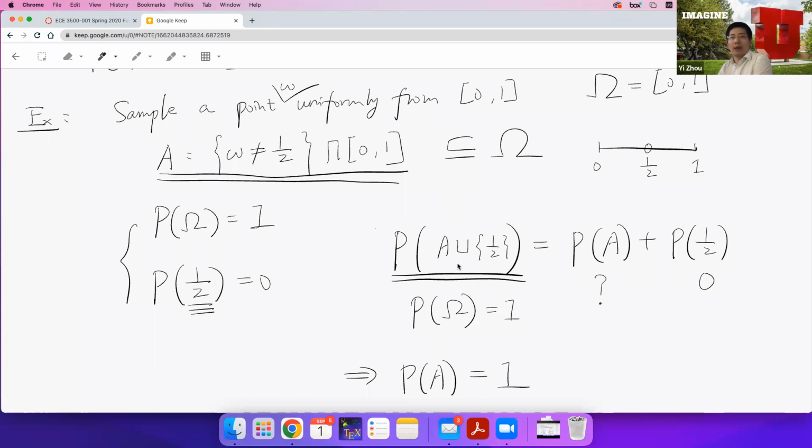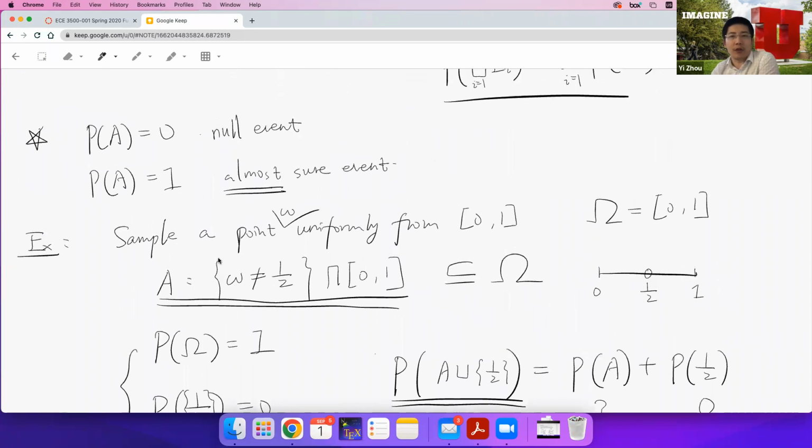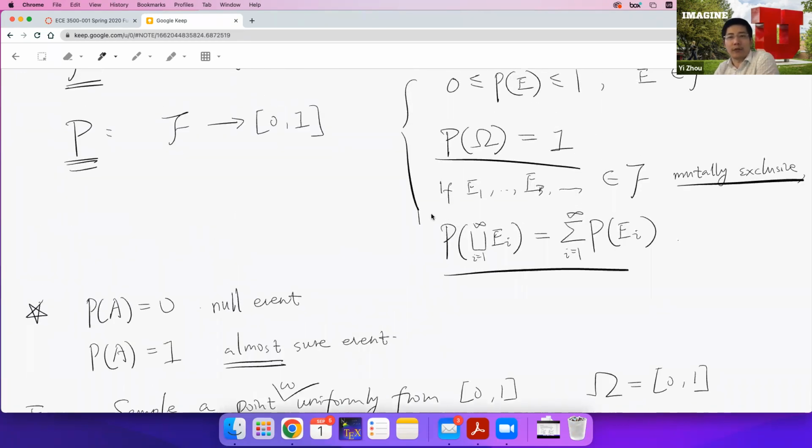Yes. Because if you look at event A and this event, this is also an event, right? If you look at these two events, they are mutually exclusive. A excludes the middle point, but this event is exactly the middle point. So these two are mutually exclusive. And for mutually exclusive events, by the third property of the probability law, the probability of their union equals the sum of their individual probabilities.